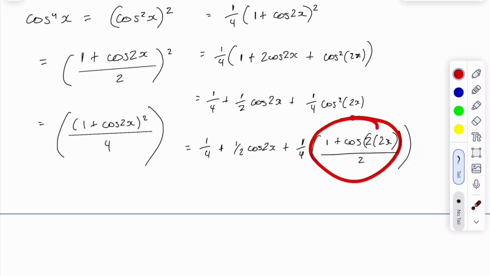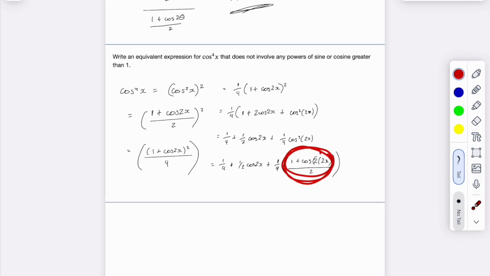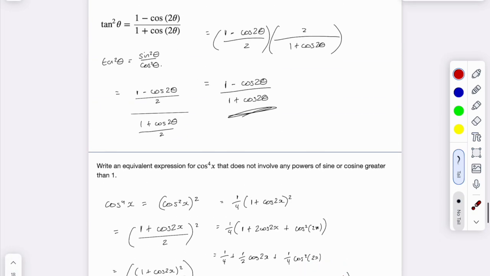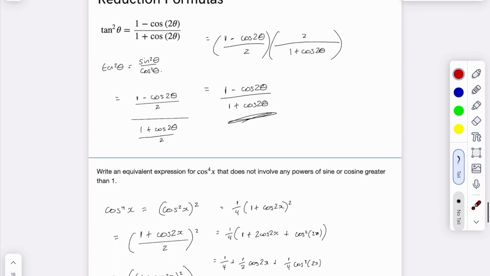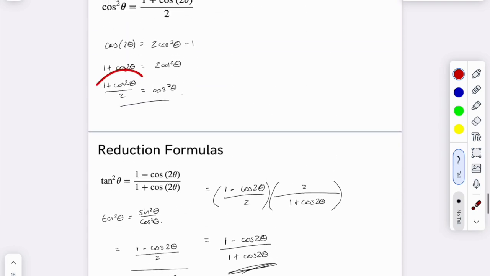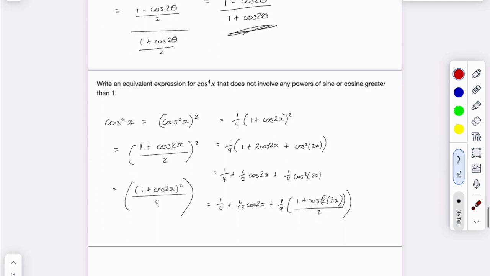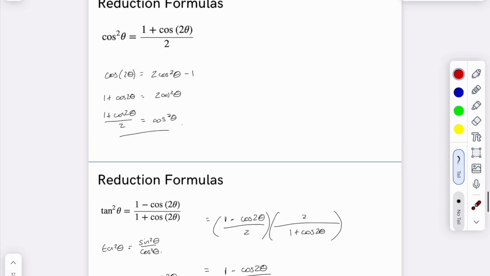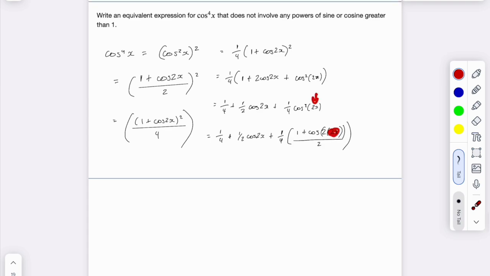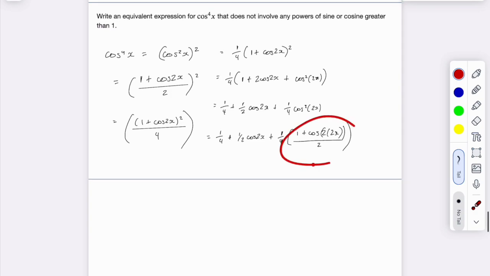Where is this coming from? Well, remember what cos squared theta is equal to. It's equal to 1 plus cos 2 theta over 2. If you just pretend this is theta, it's like saying 1 plus cos 2 theta over 2. But our theta is 2x, which is why we've plugged that in. So this is where this is coming from.